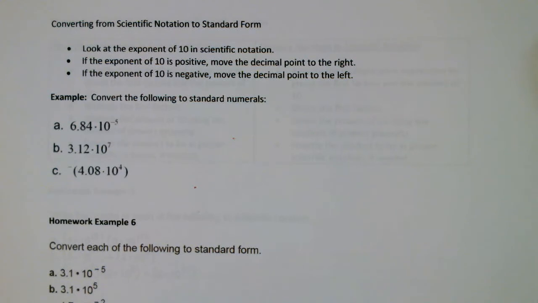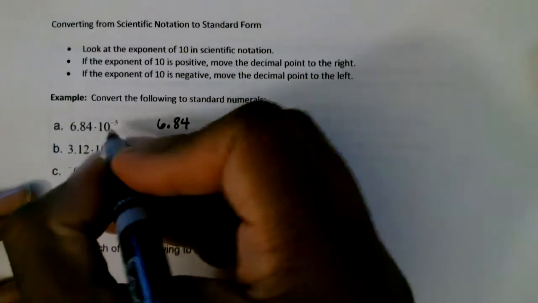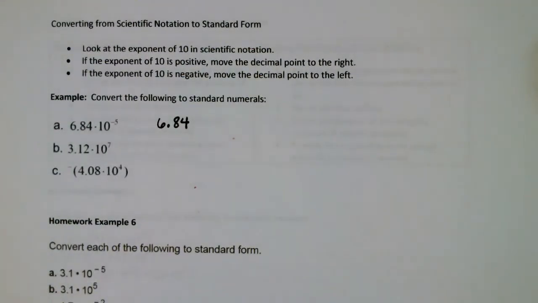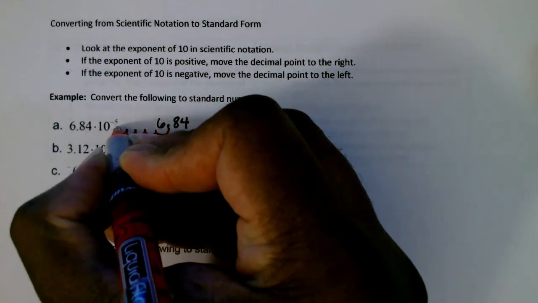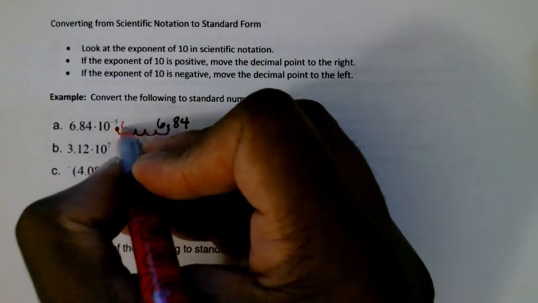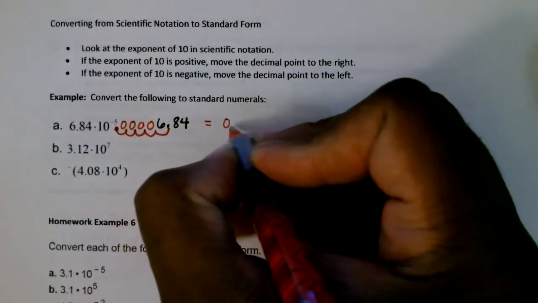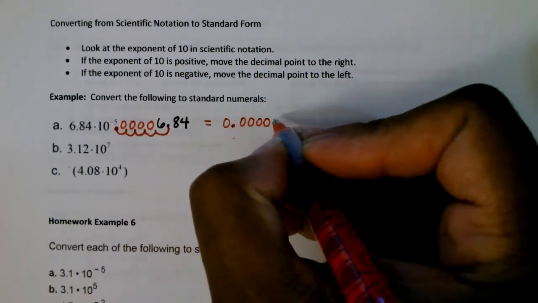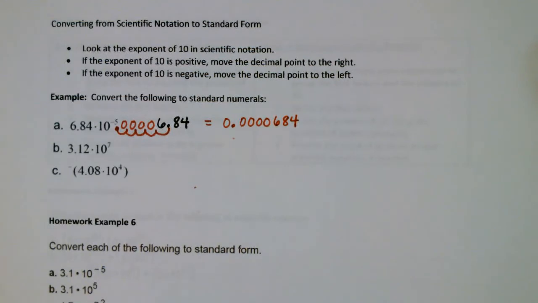Like in this example, 6.84 times 10 to the negative 5th power. So in this case here, that exponent is a negative. So that tells me I need to move this decimal point in 6.84, 1, 2, 3, 4, 5 places, because the exponent is 5 and it's negative. That would mean I need to put 4 zeros in front of the 6, 8, 4. So this is my answer in standard form: 0.00000684. Okay, that's my answer in standard form.